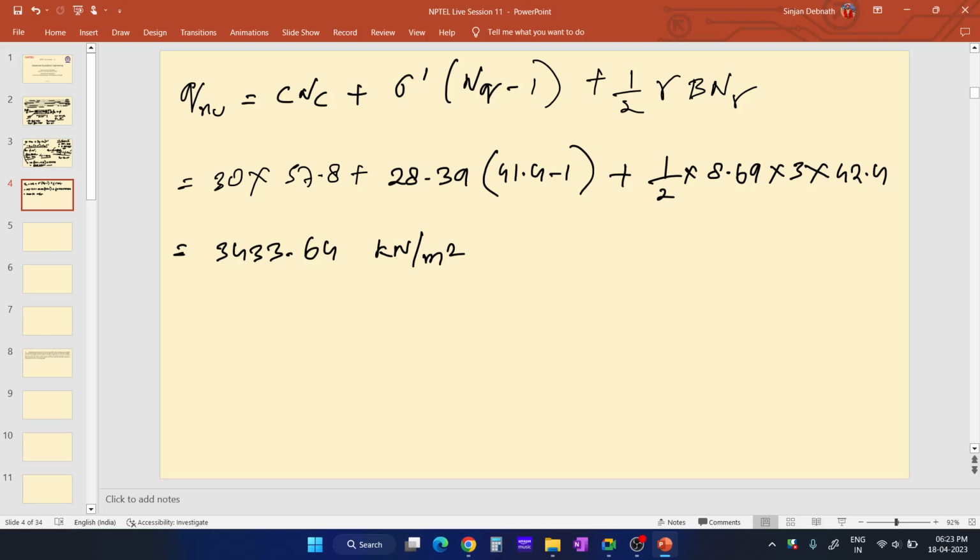So qnu is equal to 3433.64 kilonewton per meter square. Okay, so now we have the value of qnu with us.